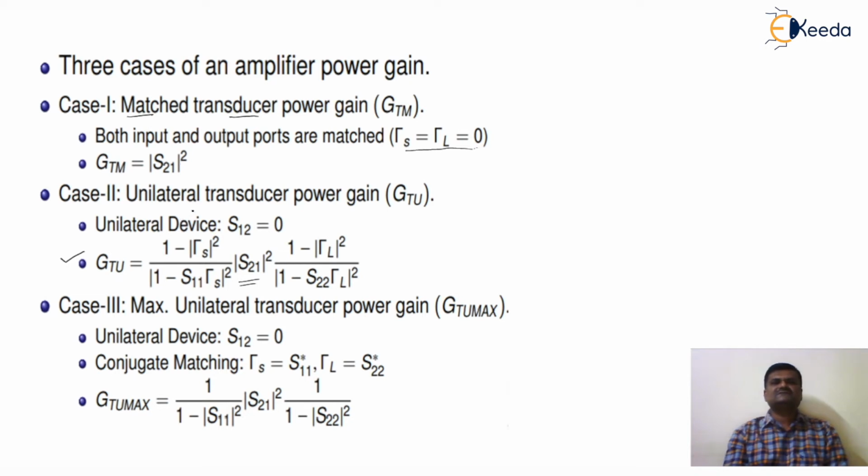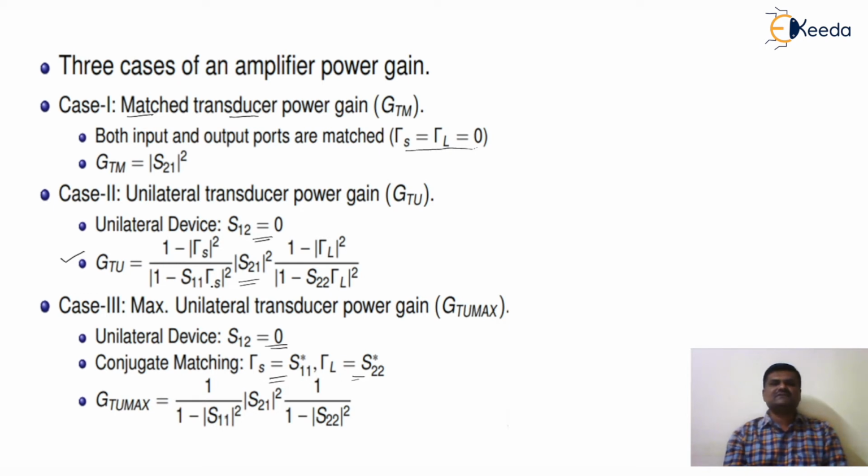For the second case, unilateral transducer power gain, for a unilateral device we put S12 equal to 0 in this formula. For case 3, maximum unilateral transducer power gain, we know for a unilateral device S12 equal to 0, and replace gamma S equal to complex conjugate of S11 and gamma L equal to complex conjugate of S22.